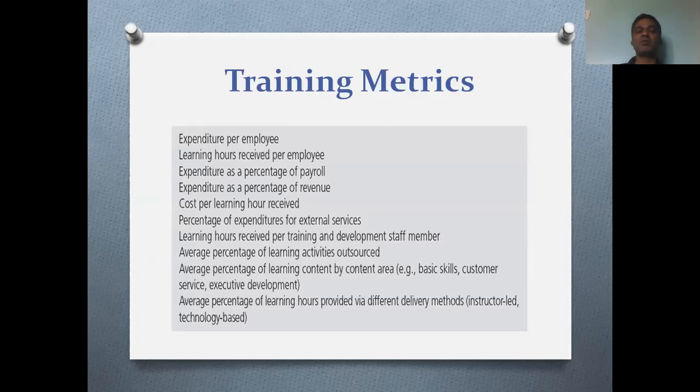For example, how much money you are spending on training based on the revenue. Okay, so this percentage can be calculated, and cost per learning hour received, and learning hours received per training, average percentage of learning activities outsourced, and what are the different activities you are outsourcing. And like this, you've got different training metrics, and these training metrics can be used for measuring the training effectiveness.